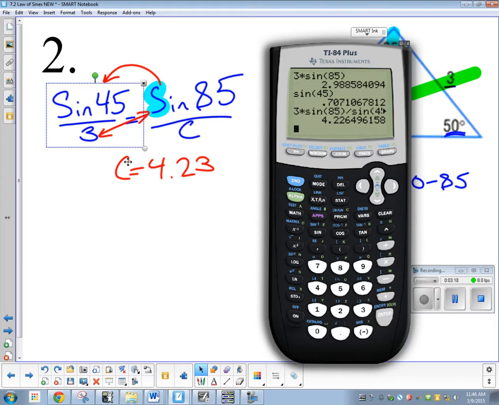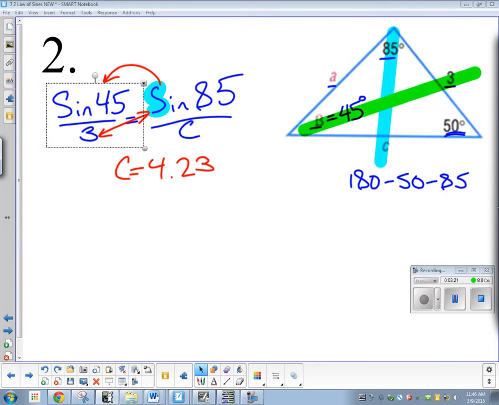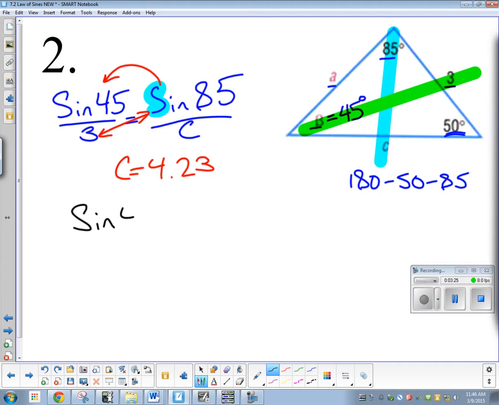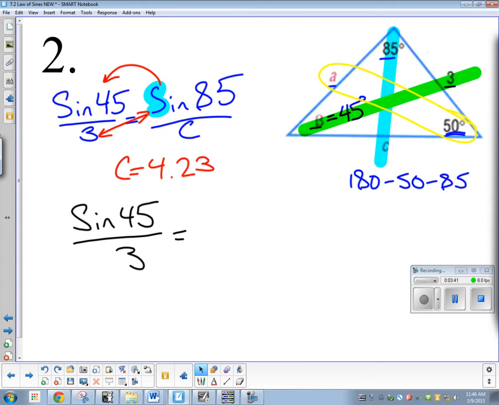Question, Gabe? Okay. There we go. There's our first one. Now set up and solve for the second one. So now you're doing the same number. You still know this pair, sine of 45 over 3. What thing do I still have to solve for? A. So in order to solve for A, I need to know its buddy, and I do. It's 50. So I'm going to set up my proportion. Set it up and solve.